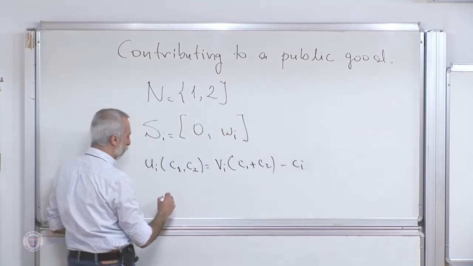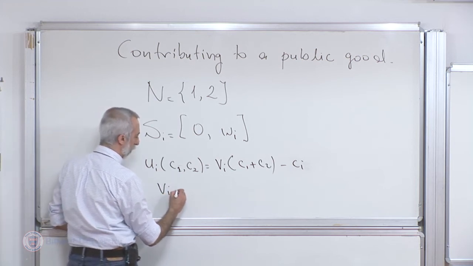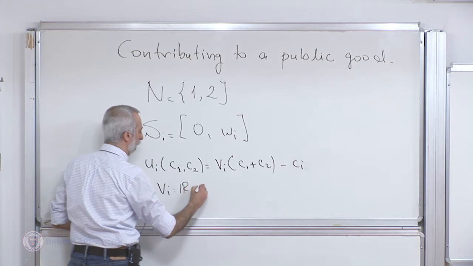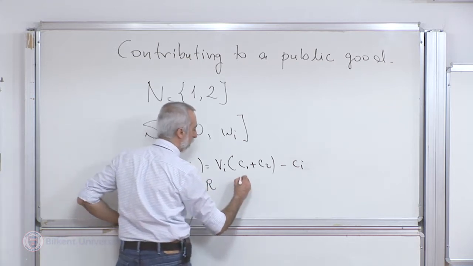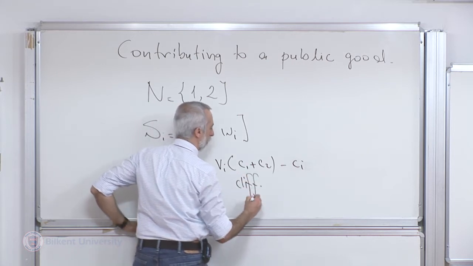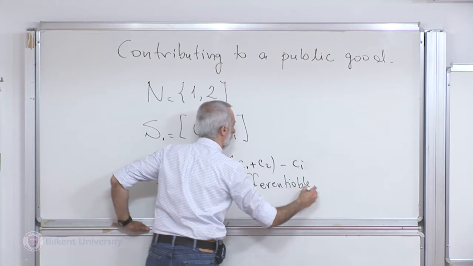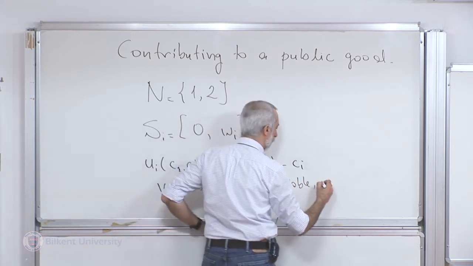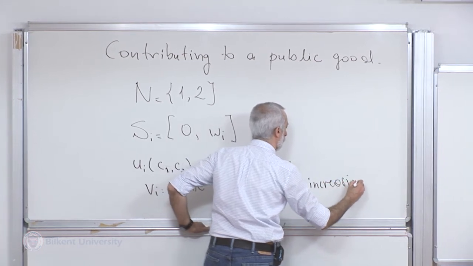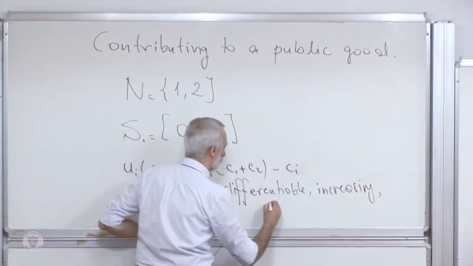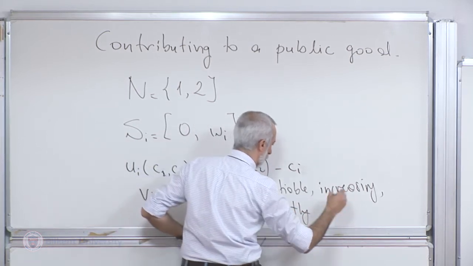And what did we assume about V_i? V_i, a function from R to R, we assumed is differentiable, increasing, and strictly concave.